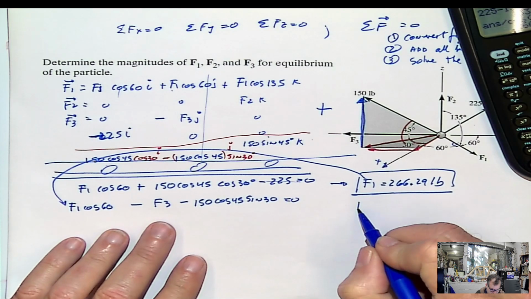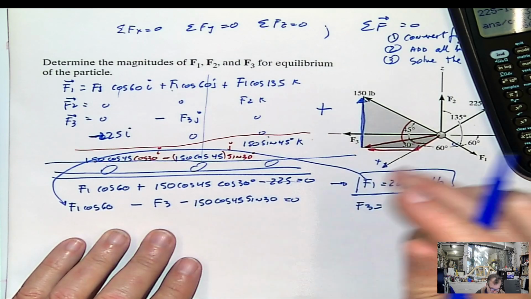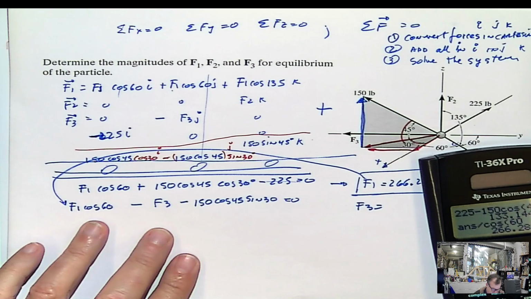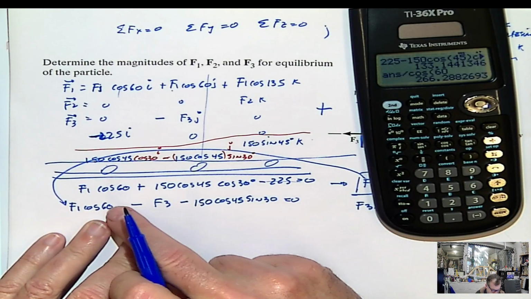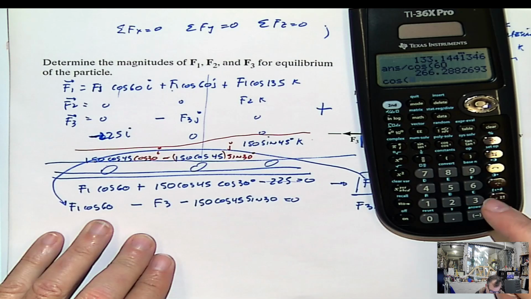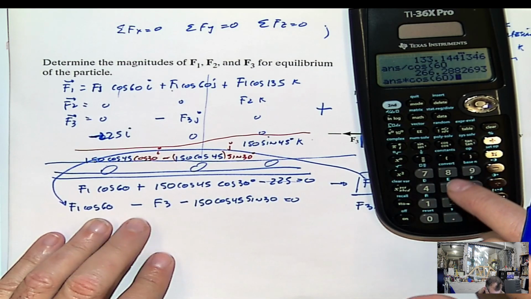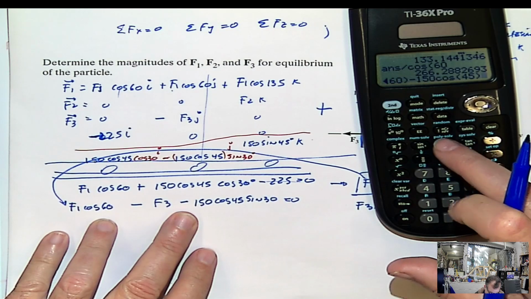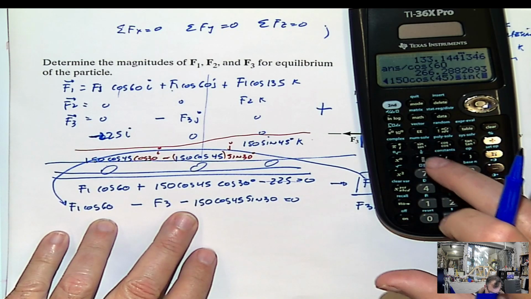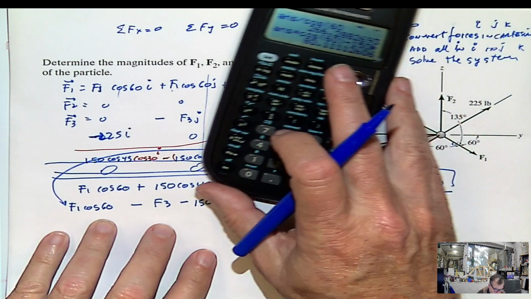So if I solve for F3, I'm going to pass F3 to that side, and everything else will end here. F1 is still in the calculator, so F1 cosine 60. Let me go to answer first, times cosine 60 minus 150 cosine 45 sine 30 degrees, and that will be 80.11 pounds.